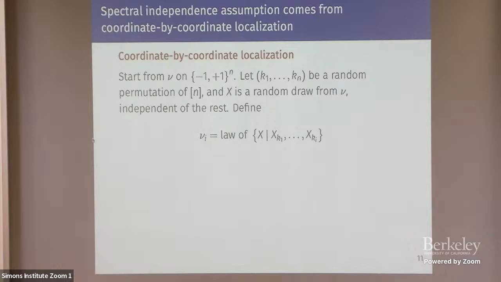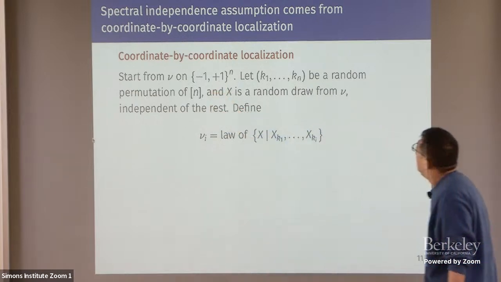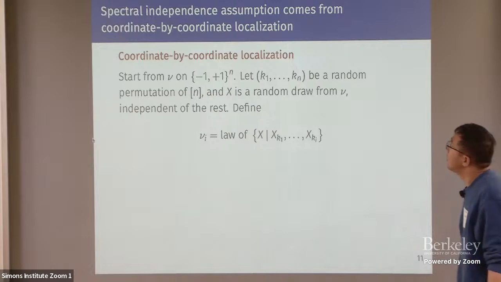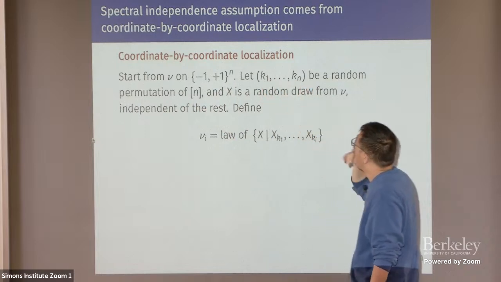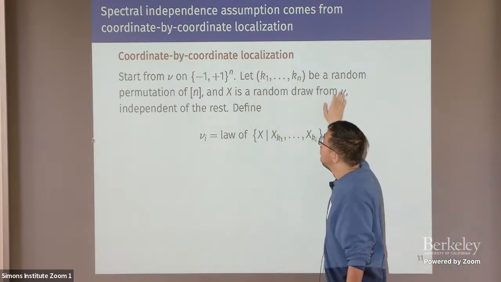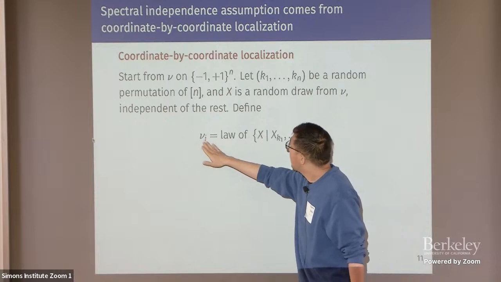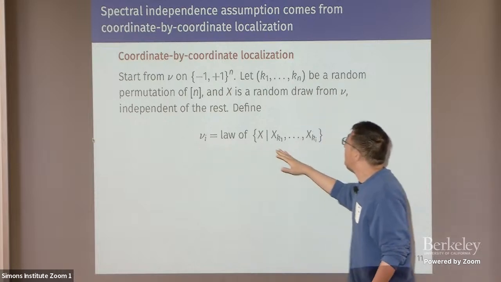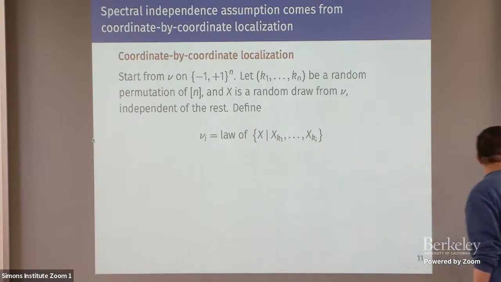The first localization scheme we are going to introduce is the coordinate-by-coordinate localization scheme. You have an original measure defined on the Boolean hypercube. You draw a uniform random permutation of 1 to n, giving you k_1 to k_n. You draw one sample x from mu, and at time i, mu_i is the law of x conditioned on x_{k_1}, ..., x_{k_i}. The way to think about it is like this.